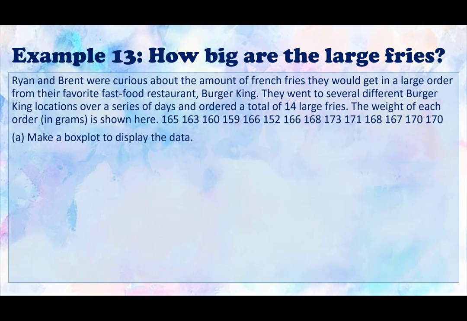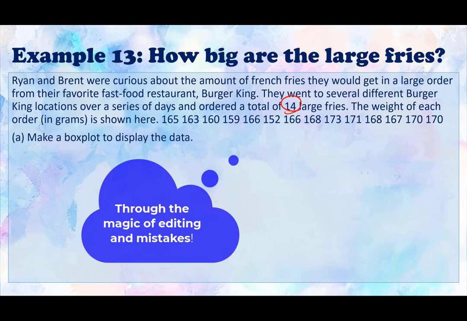So example number 13, how big are the large fries? So Ryan and Brent were curious about the amount of French fries they would get in their large order from their favorite fast food restaurant, Burger King. They went to several different Burger King locations over a series of days and ordered a total of 14 large fries. The weight of each order in grams is shown here. So we have all of these numbers, and there are 14 of them. Okay, so what we're going to do is we're going to make a box plot to display this data. Now, before we do, we're going to have to put all of these in ascending order and find our 5-number summary.